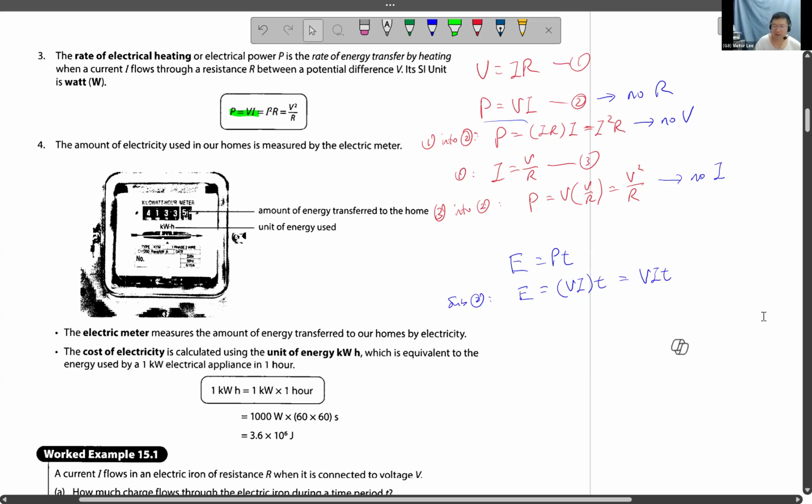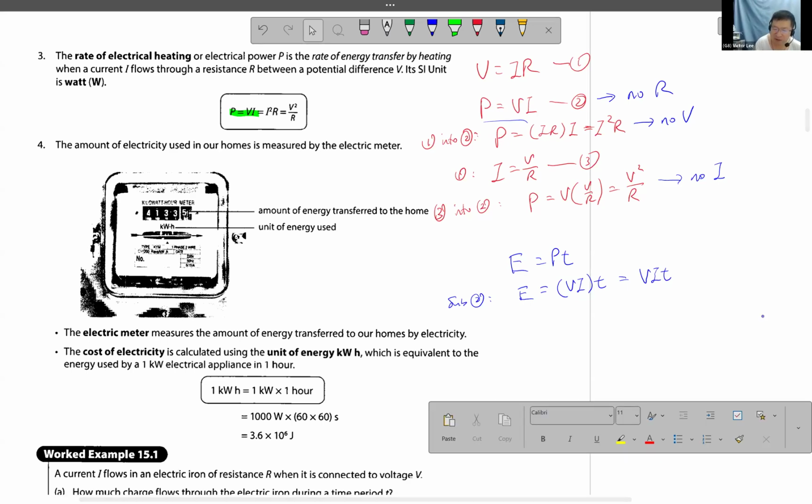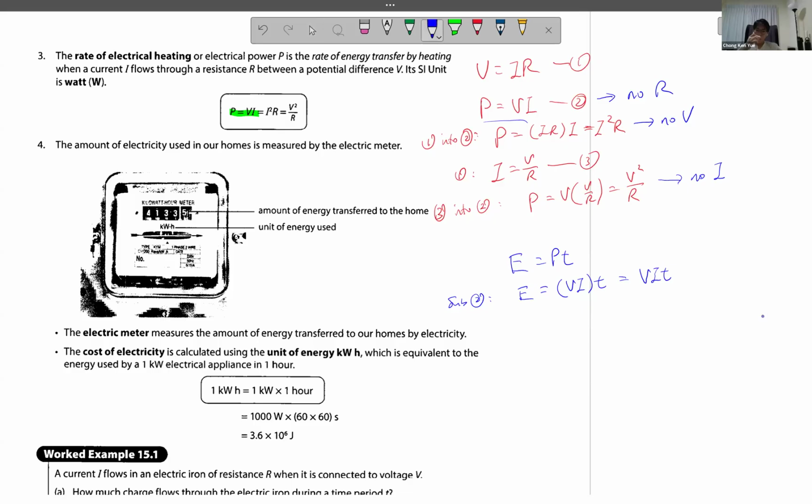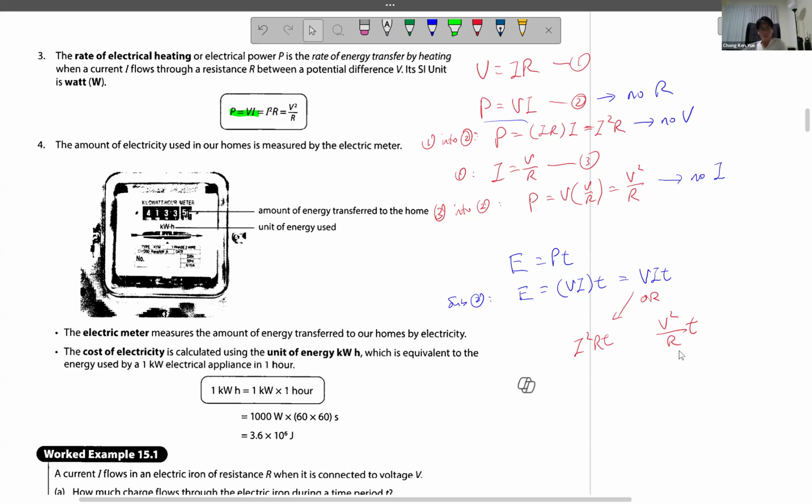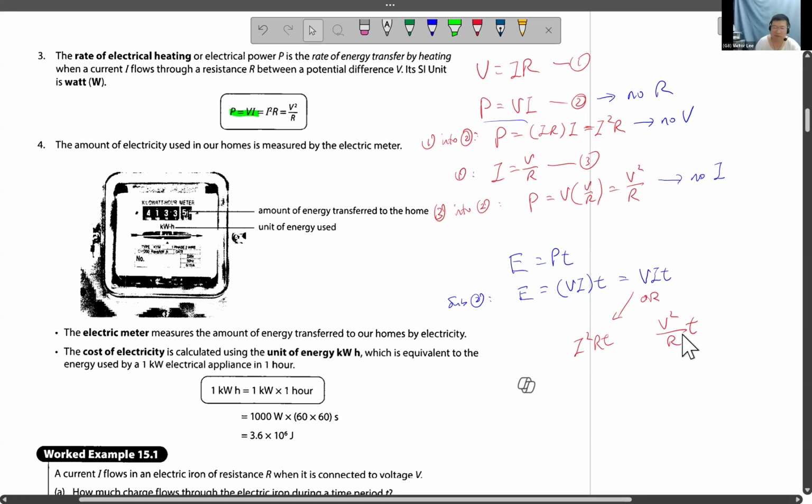Are you with me? So therefore energy can also be, I use another color, I squared RT or V squared over R times T. Okay, tell me how I derive this formula. How can my E equal to this? How do I get this formula out? I don't know.